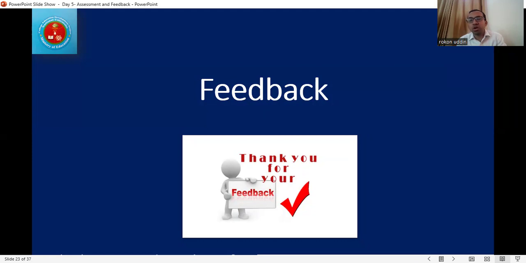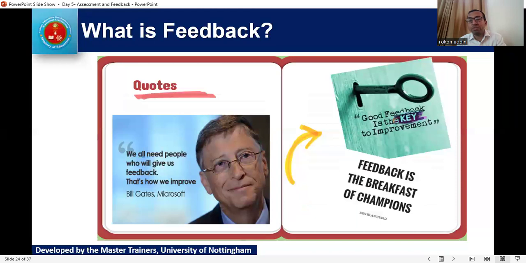So we need to focus on our students' strengths and areas for improvement. We have to identify both, and we have to inform our students where their weaknesses are and where their strengths are. So we need to give feedback. Feedback is important.